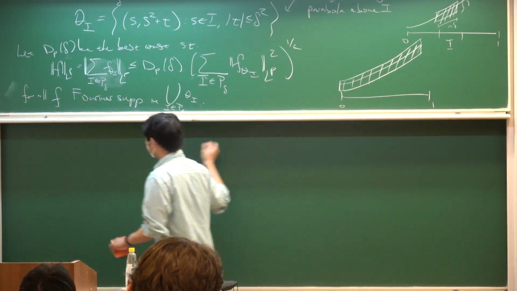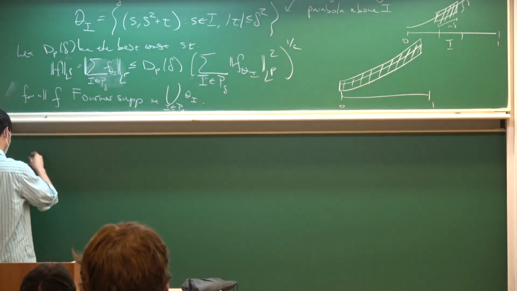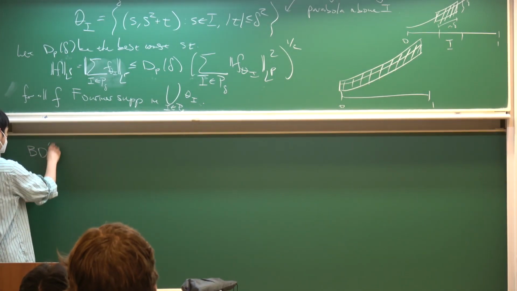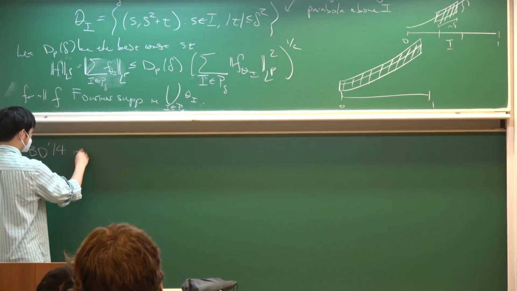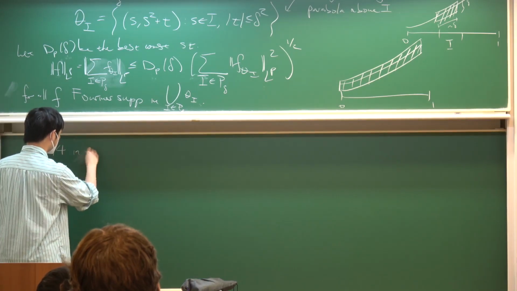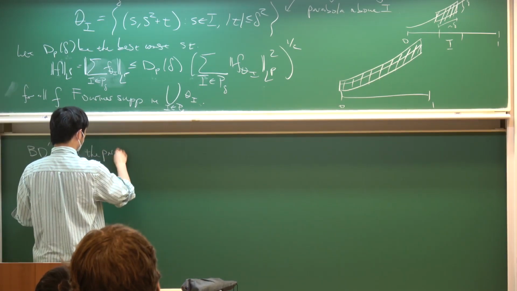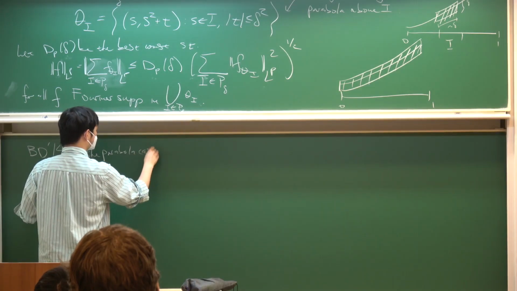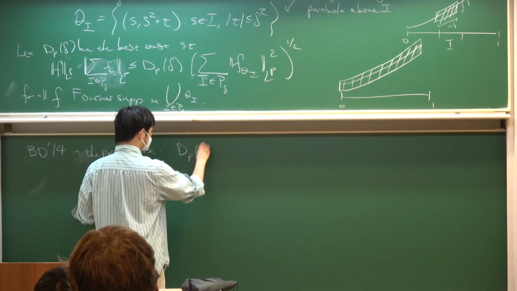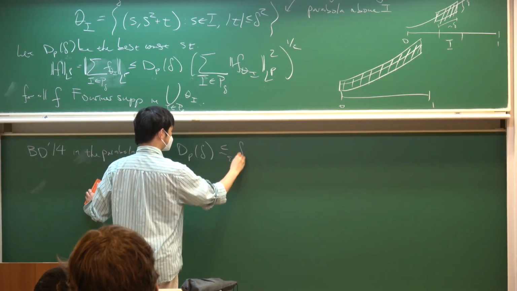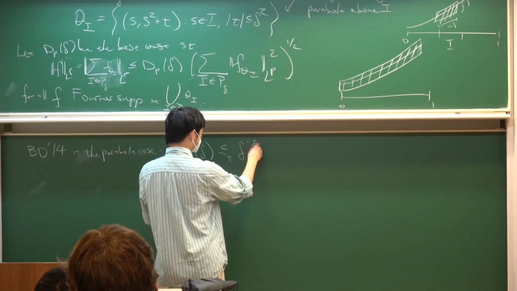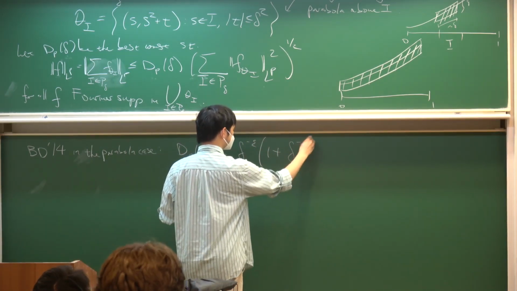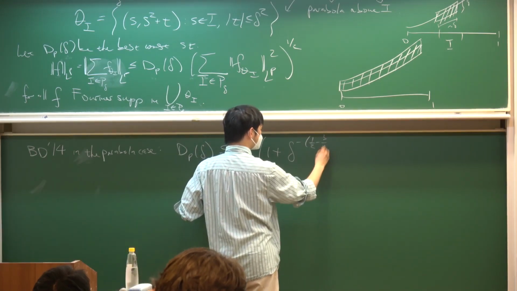So let's recall from last time, BD 14 in the parabola case: Dp of delta is bounded by a constant depending on epsilon times delta to the minus epsilon times (1 plus delta to the 1/2 minus 3 over p).